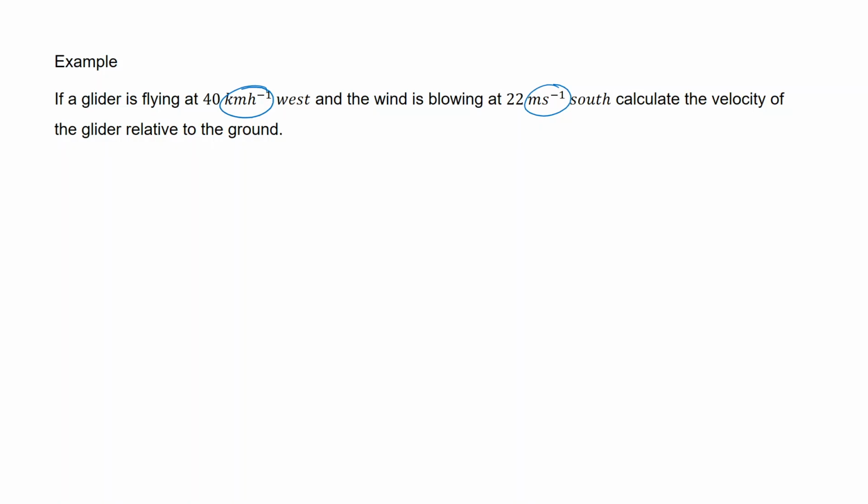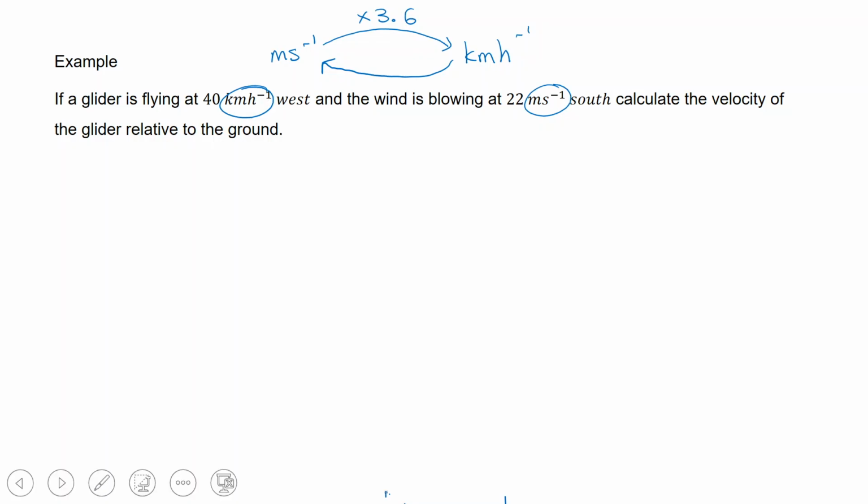for this course. So from metres per second to kilometres per hour, we times by 3.6. To go from kilometres per hour to metres per second, we divide by 3.6. Okay? The standard units we use in this course are metres per second. So I'm going to convert the kilometres per hour one to metres per second.